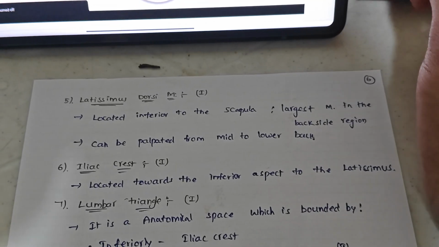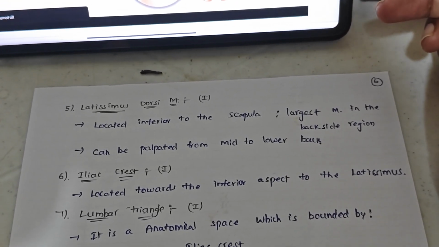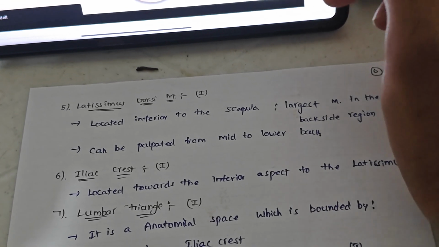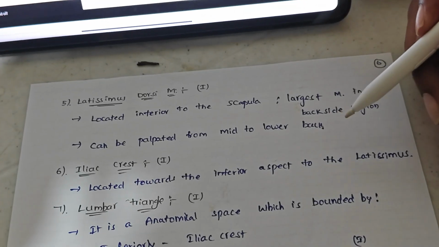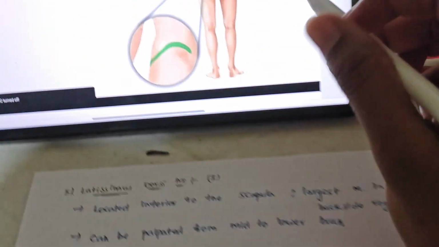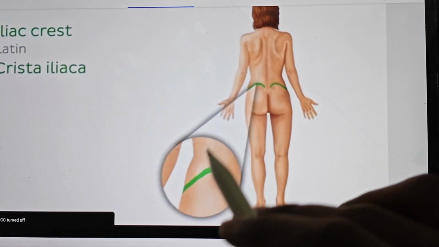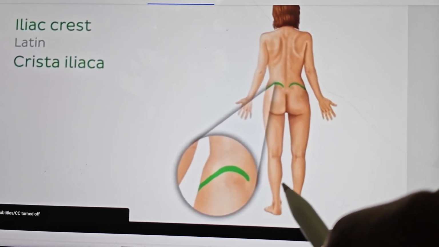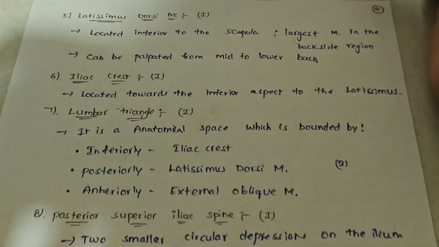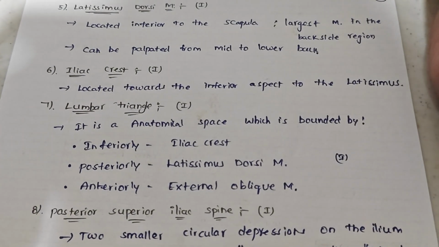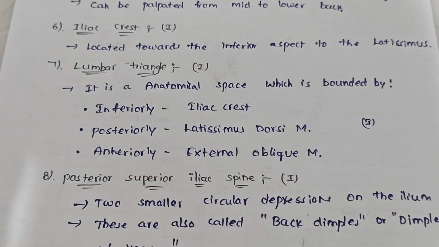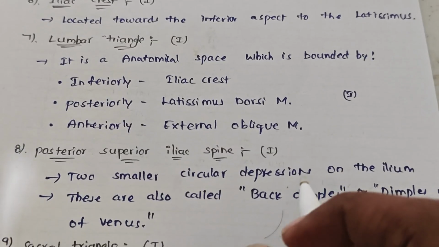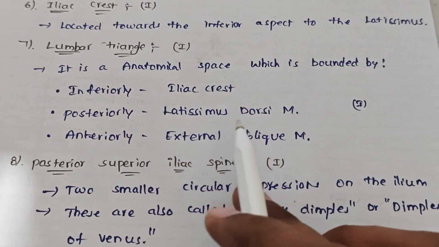Next one is iliac crest. It is located towards the inferior aspect of the latissimus muscle. You can see in the highlighted one, that is the iliac crest. Next one is lumbar triangle. Firstly, it is an anatomical space.